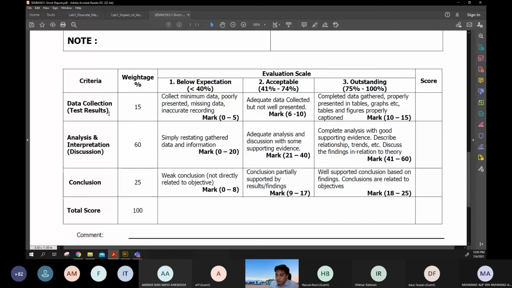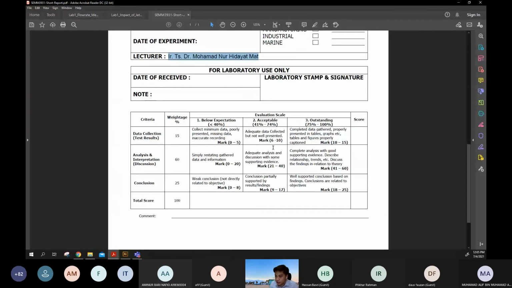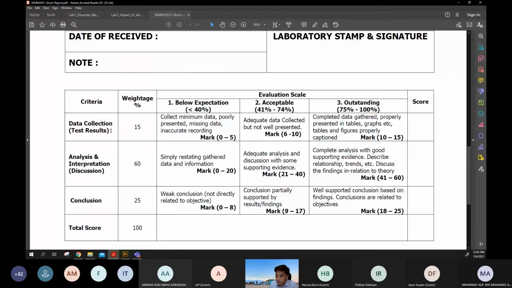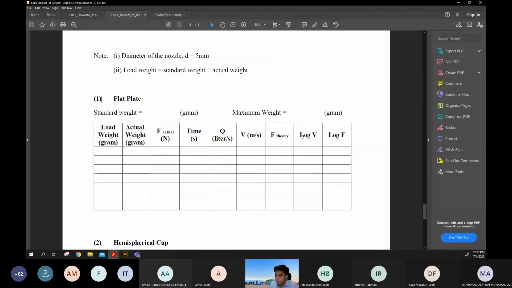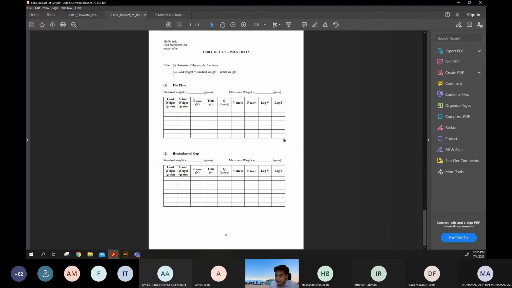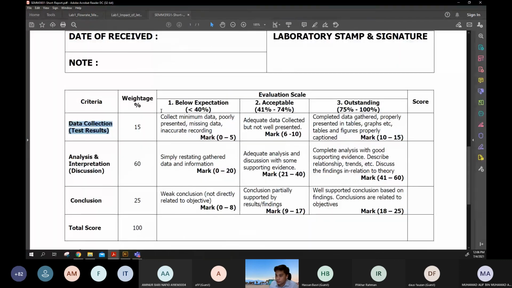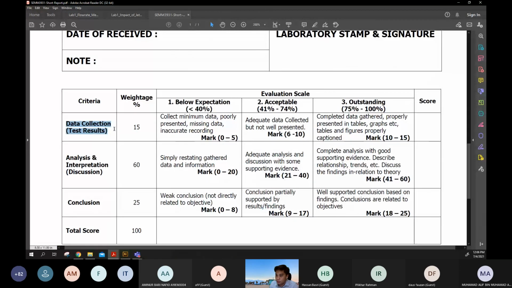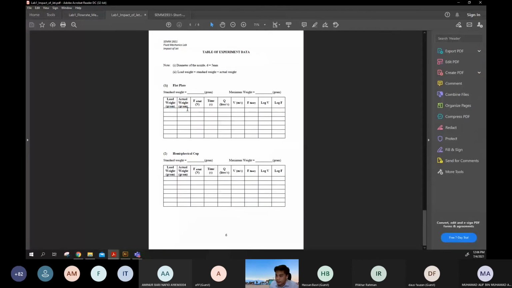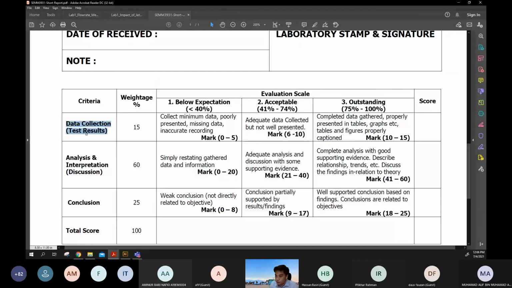For your report, start with this page, and then the second page starts with the table of data collection. You need to provide only this. Your data collection. You need to calculate and fill up the whole table. So you fulfill criteria number 1. And in order to score complete data, properly present the table, graph, and figure, with proper captions.